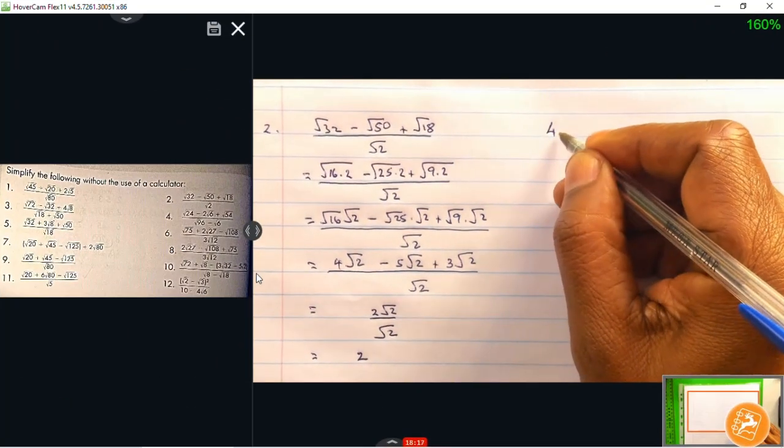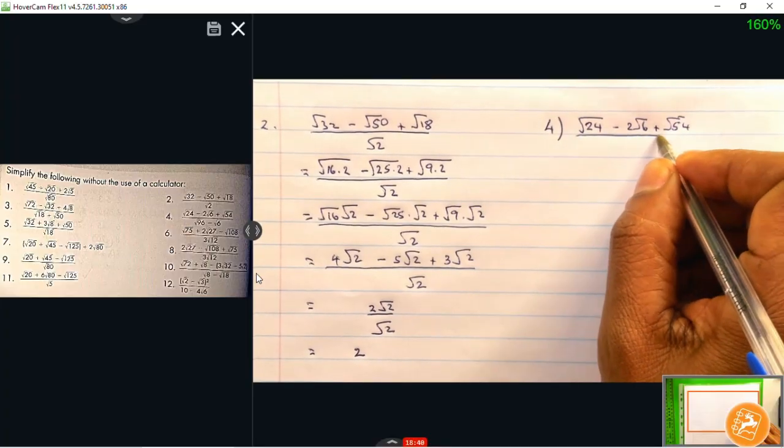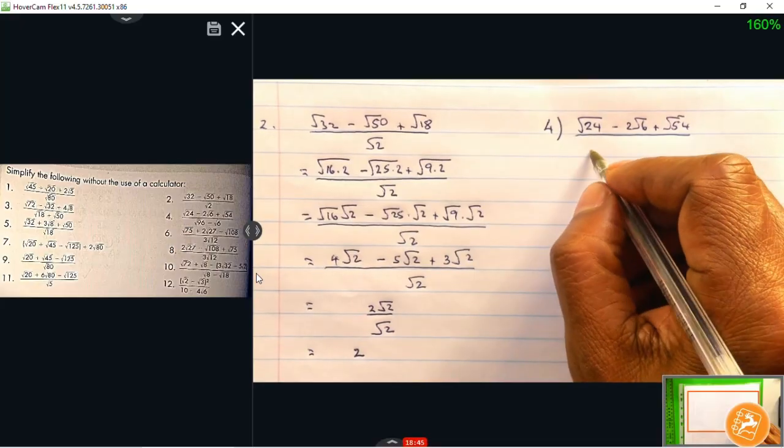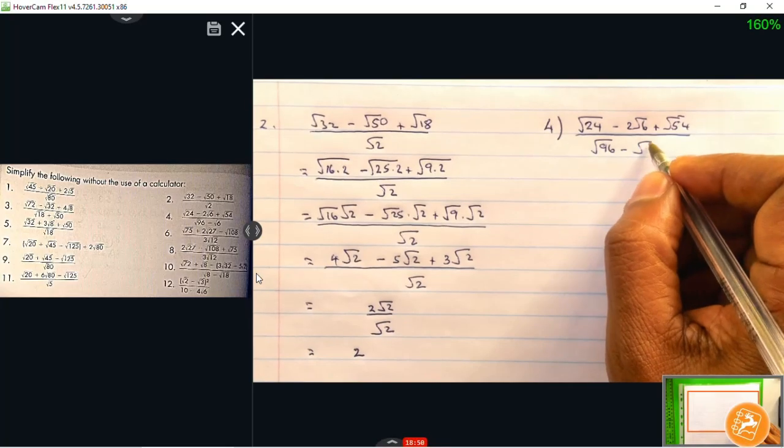In 4, what is it that they want us to learn from that one? Let's see what they are wanting to trick us with. So what do we have here? Here we have a 24. And then what do we have? We have a 2 root 6. Then we have a 54. Okay. So if we have a 54, then what are we going to have? We are going to have a root 96 minus root 6.